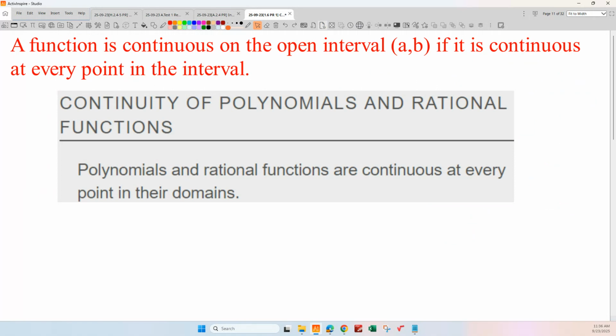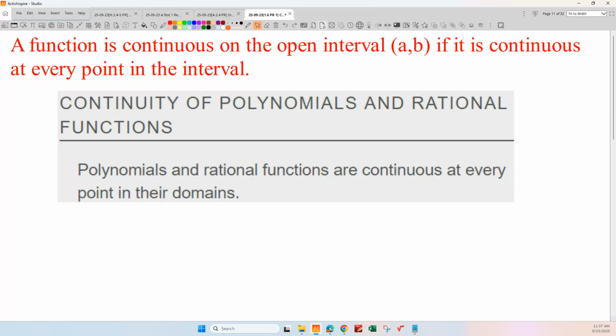So how do we extend our discussion of continuity from continuity at a point to continuity on an interval? Very easy. Let's start by looking at continuity on an open interval, between the endpoints a and b. All we have to say is a function is continuous on the open interval a to b if it's continuous at every point in the interval. That's how we define continuity on an interval.